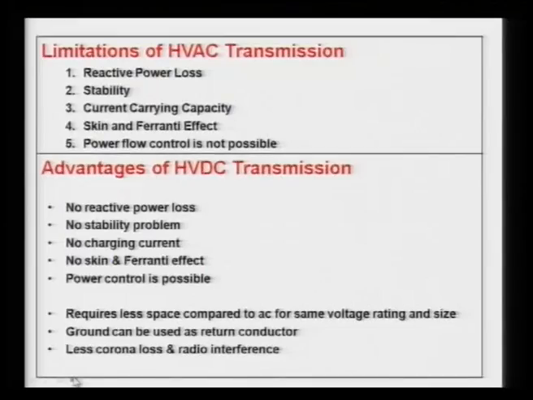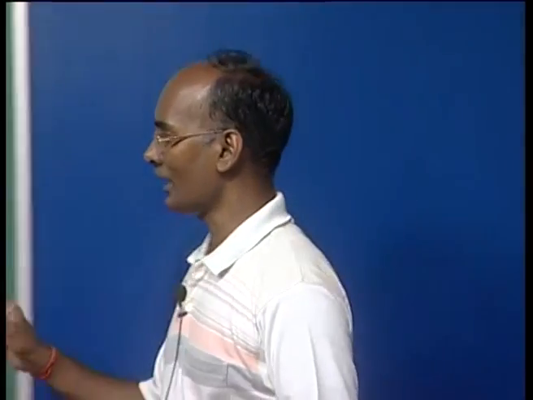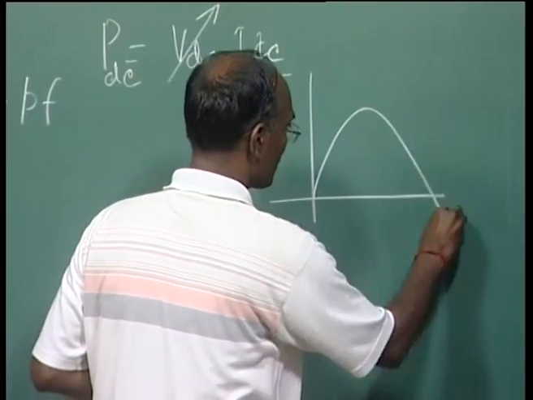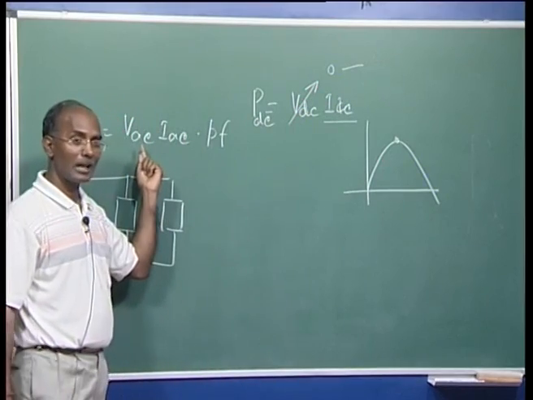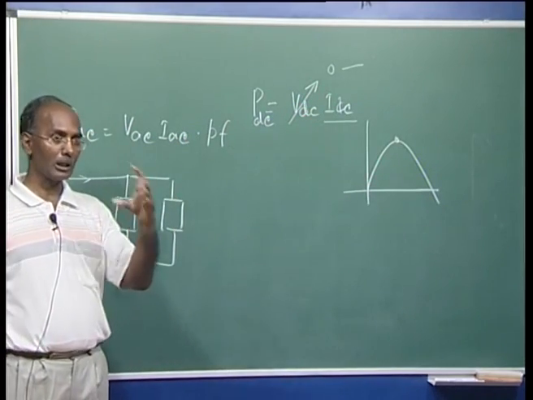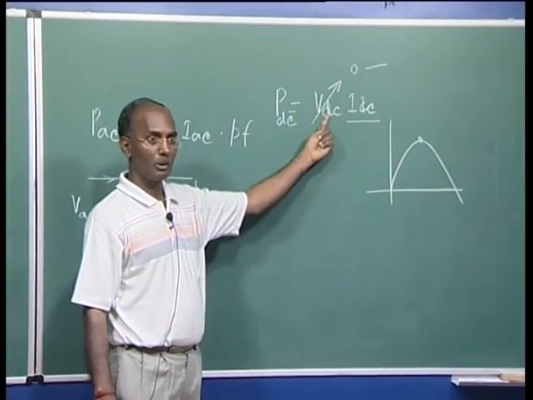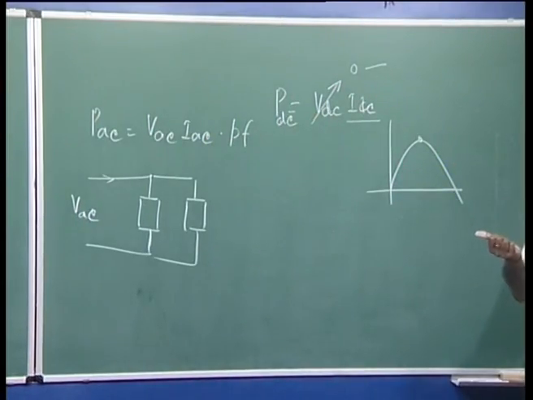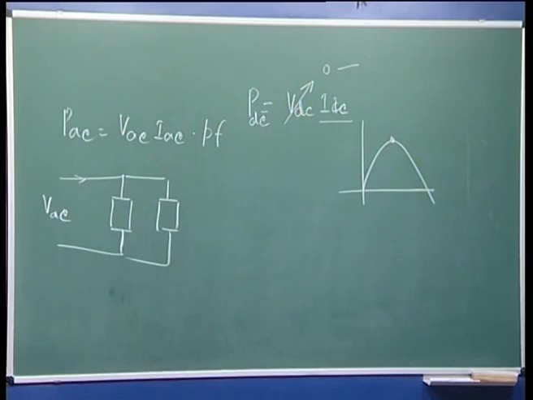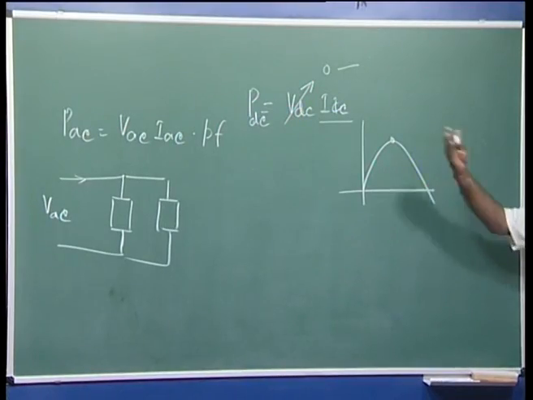Some other minor advantages: it requires less space compared to the AC for the same voltage rating and size. Now you know why I am saying this, because in AC we always design our system for its maximum peak value. However, in calculation we always take the RMS value. So here I am saying for the same rating, if you are talking about the same RMS here and the DC value here, you have to design your AC system for the peak value, meaning you have to multiply by √2. So you require more space for your clearance, more tower spacing, etc., and that's why it is said DC requires less space compared to the AC system for the same voltage rating and size, because we have to go for the peak value, √2 times.